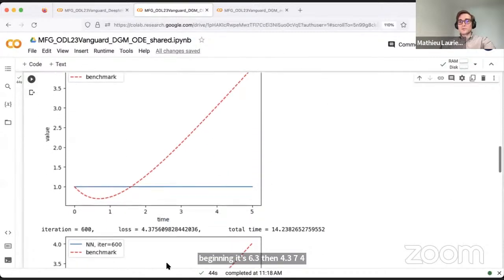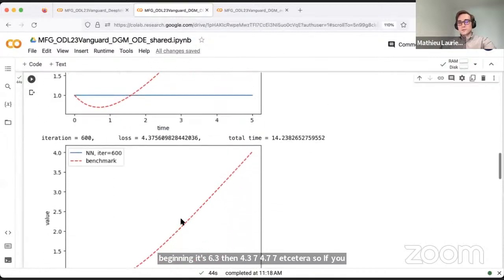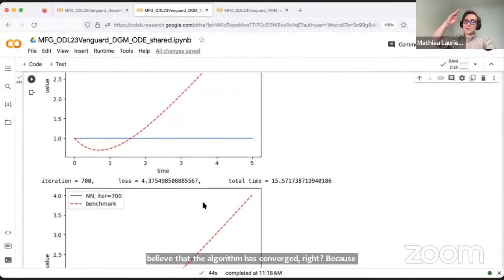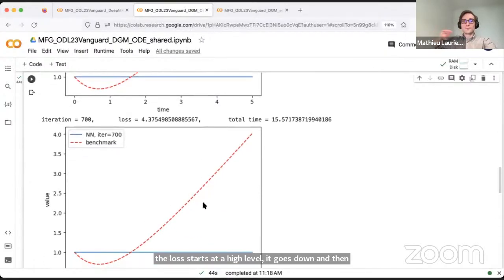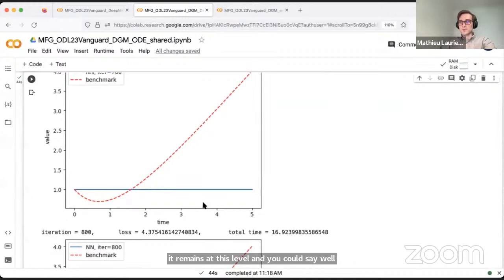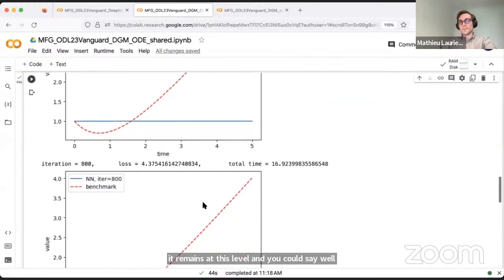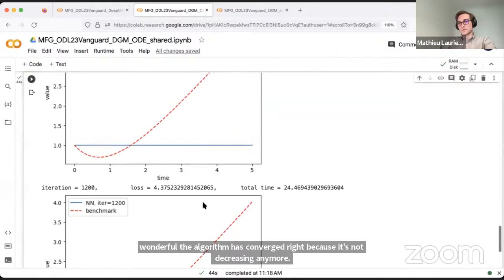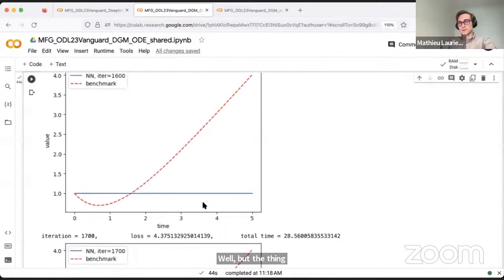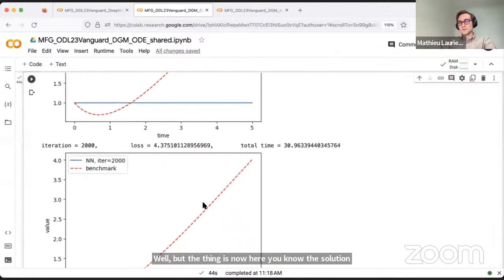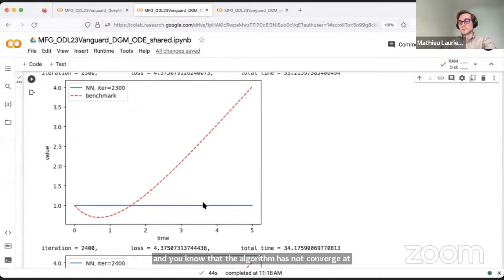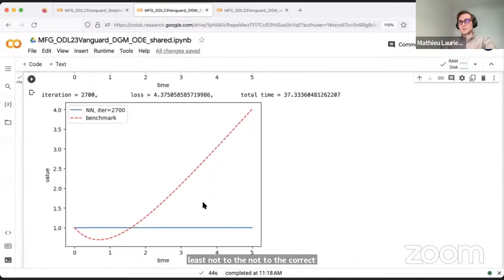So if you just look at the loss, and if you didn't know this solution in red, you may believe that the algorithm has converged, right? Because the loss starts at a high level, it goes down, and then it remains at this level, and you could say, well, wonderful, the algorithm has converged, right? Because it's not decreasing anymore. Well, but the thing is, now here you know the solution, and you know that the algorithm has not converged, at least not to the correct solution. Maybe it has converged to something, but it's not the correct solution.